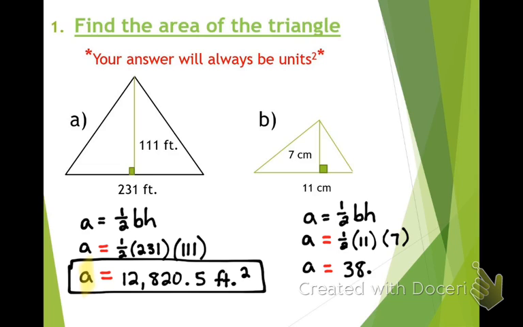Alex, what would my units be? 38.5 centimeters squared. Why did you square your centimeters? Because it's the square area. Because you're finding the area, and every time that you find the area, you must always square the units.